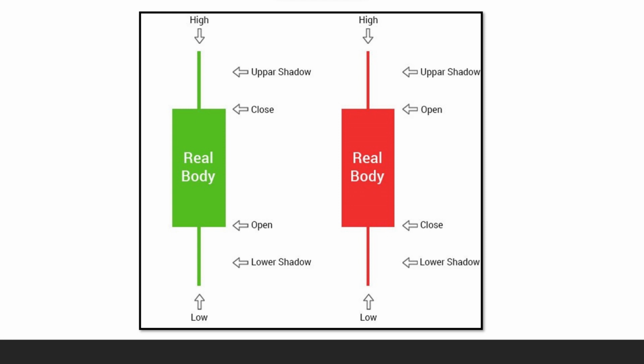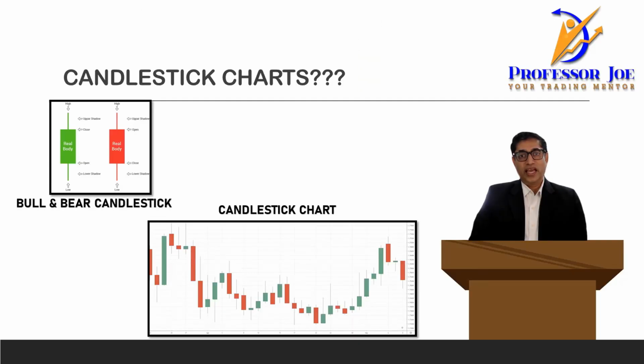Like you can see in this picture, a green candle is that of a bullish candle, and a red candle is that of a bearish candle. And when thousands of such candles are put together on a chart, you can see a candlestick chart being created.